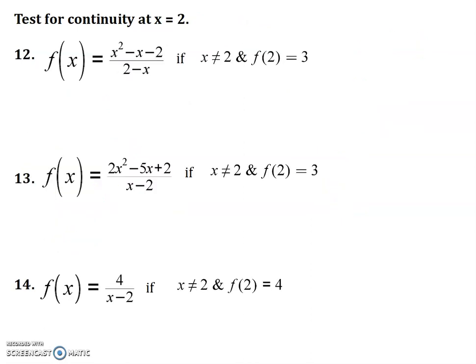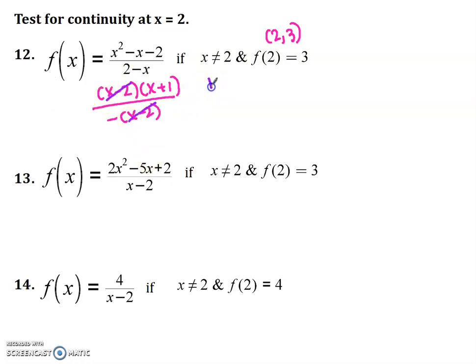Now on these next three, they've given us some function, but they said don't use this function when x equals 2. Okay, so we're going to use this graph except for when x equals 2. Okay, what we're going to do instead when x equals 2, we're going to fill this point in. Okay, so what we need to do first is factor this function. And then in the denominator, I'm going to factor out a negative so that I can cancel the x minus 2's. So these will cancel.